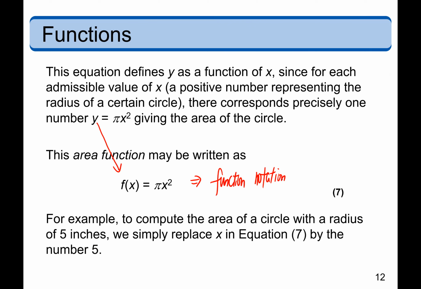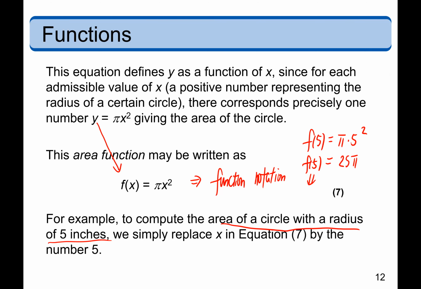Now similarly, if you want to compute the area of the circle with a radius of 5 inches, just like what we did earlier, f of 5 represents the area of the circle when the radius of the circle is 5 units, 5 inches. So this x becomes 5. So now it becomes 5 squared, which is 25 pi. And f of 5 here represents the area of the circle when the radius equals 5 inches.